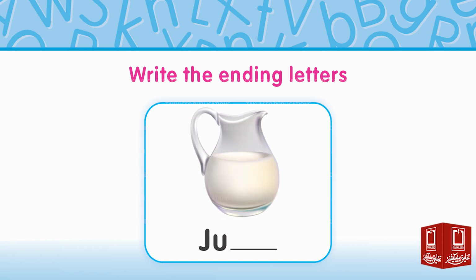Here we see the picture of a jug. Here is written JU-. The spellings of jug are JUG. Jug. Here ending letter G is missed. So we write here G.